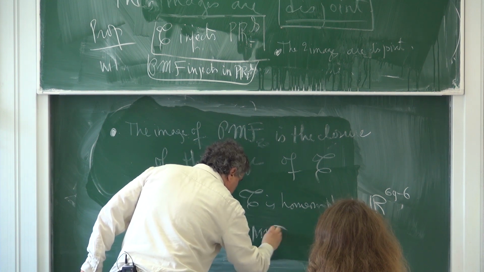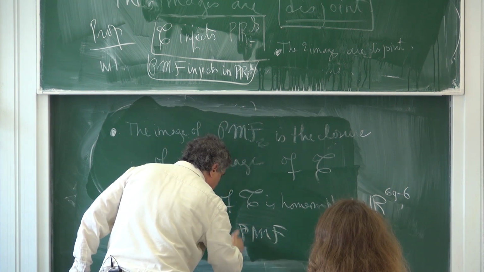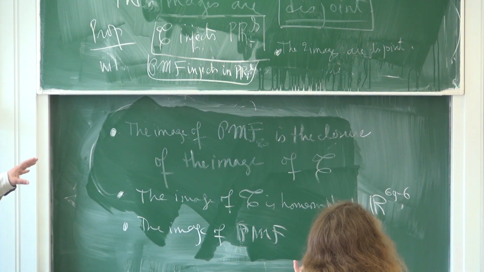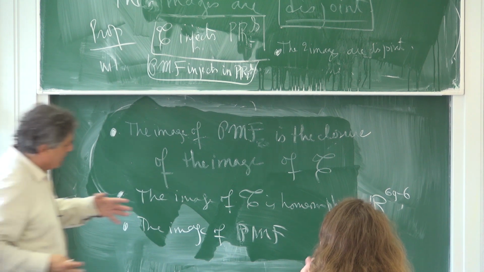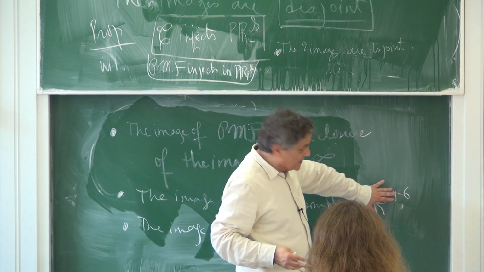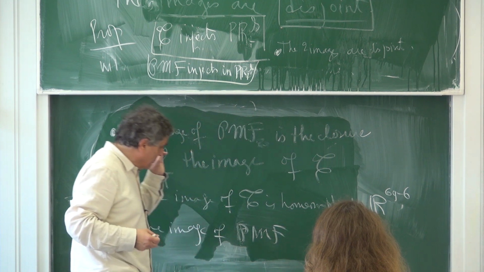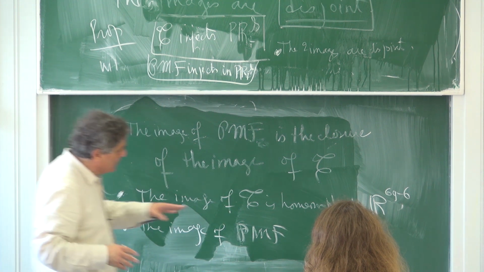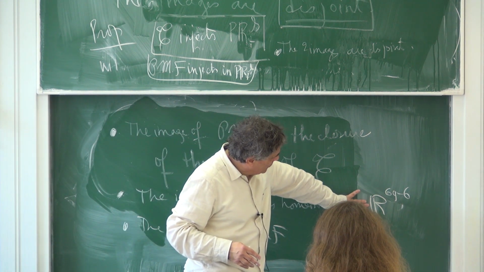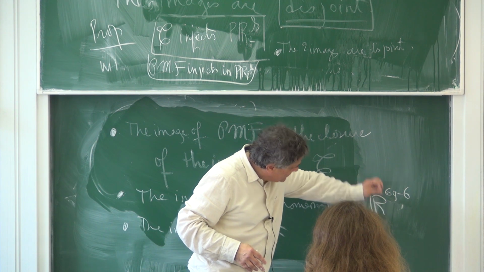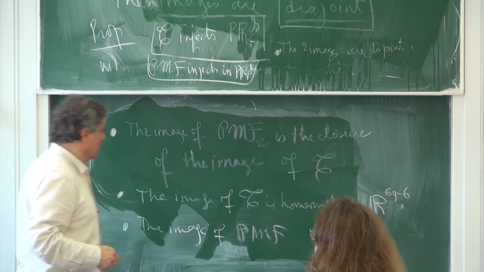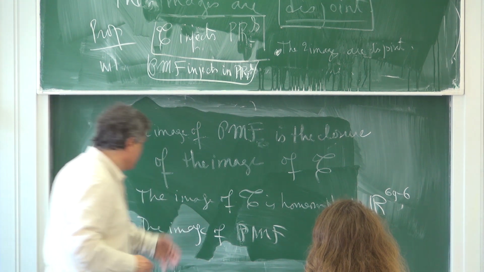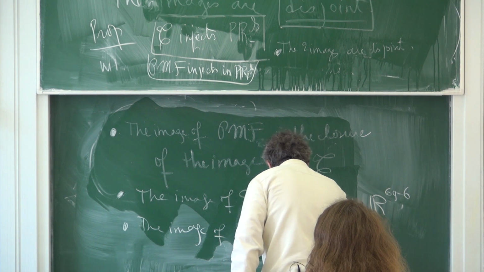PMF, I want to say PMF. I told you a few minutes ago that MF itself is also homeomorphic to R to the 6g minus 6, but this is if I include the empty foliation, the zero foliation. But in fact, if I don't include the zero foliation, it's homeomorphic to R^(6g-6) punctured, and this is why I have this statement about the image of PMF.